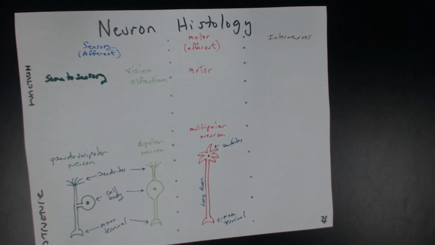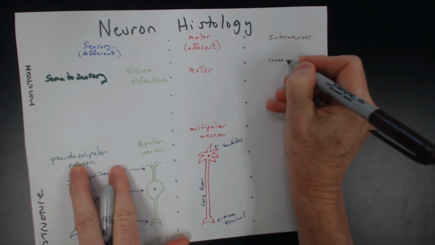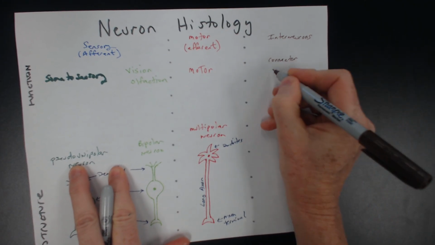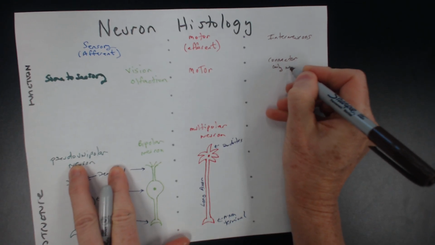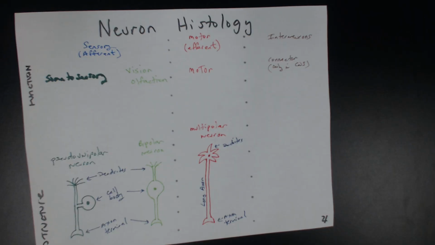Okay, and your interneurons are nothing more than connector neurons. So as far as the function, I'll put they're connector neurons, and they're only in the CNS. So they're involved in connecting one neuron to another, and we're going to talk about some connector neurons when we talk about sensory reflexes when we get to the spinal cord portion of the class. And these are just basic connector neurons.